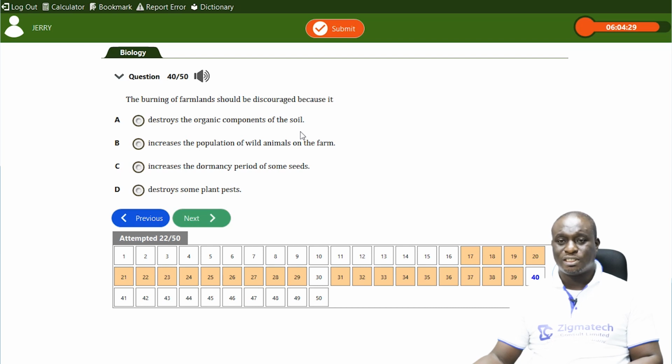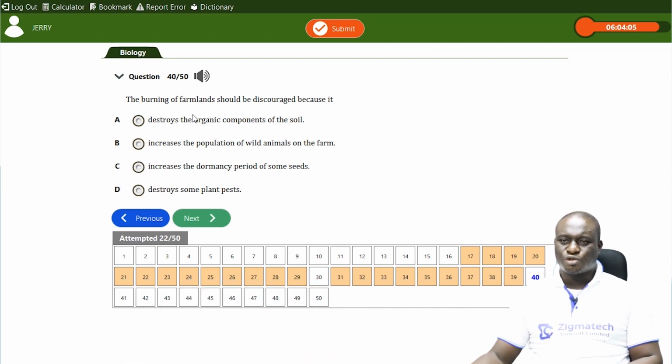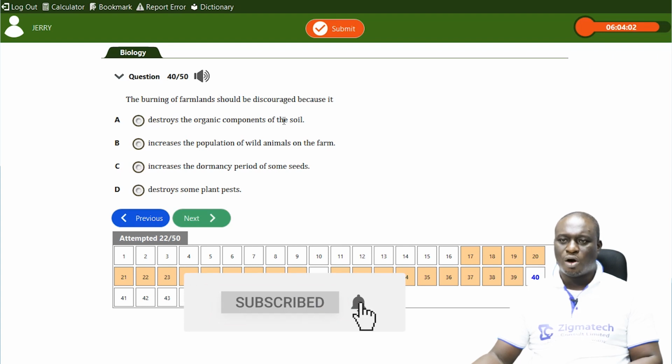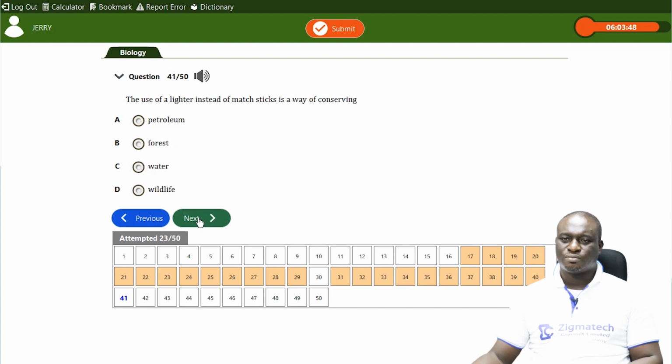It destroys soil organisms. And B says it increases the population of wild animals on the farm, which is not true. It doesn't increase the population. It rather destroys them. Option C says it increases the dormancy period of some seeds. And option D says it destroys some plant pests. They said the burning of farmland should be discouraged because it destroys the organic components of the soil. So the correct answer why burning of farmland should be discouraged is that it destroys organic components of the soil. Next question.